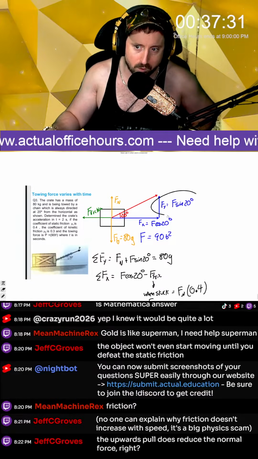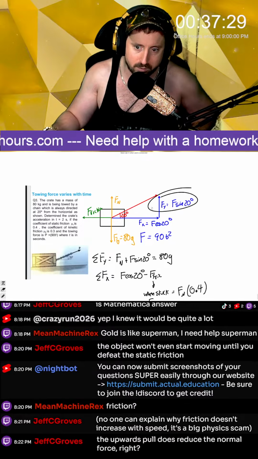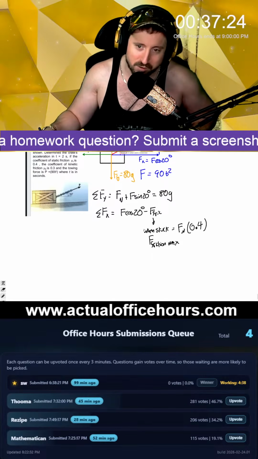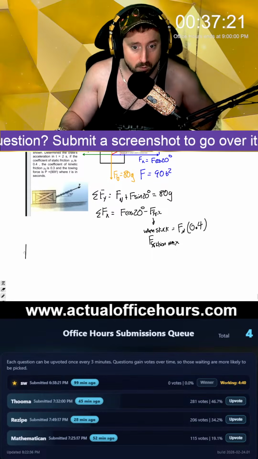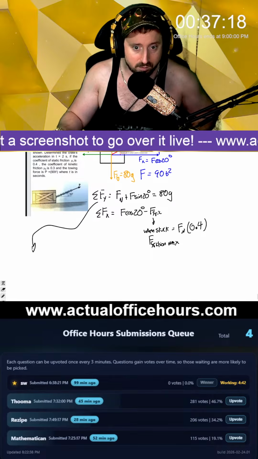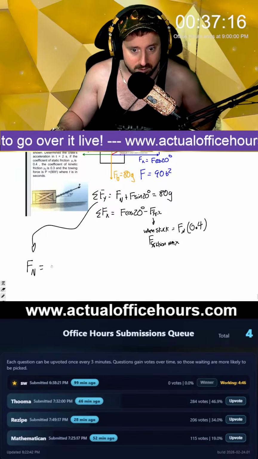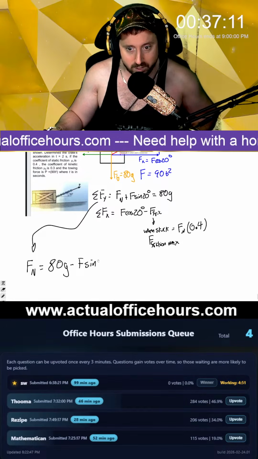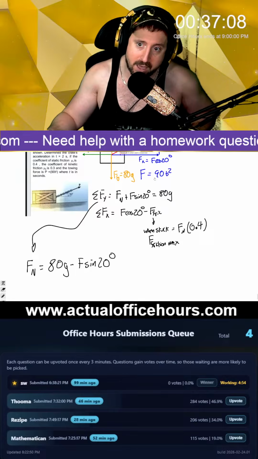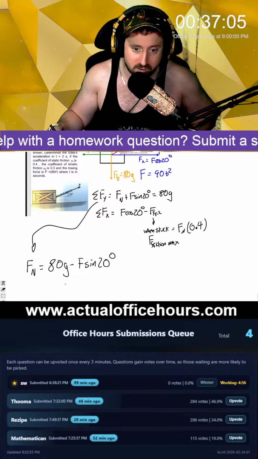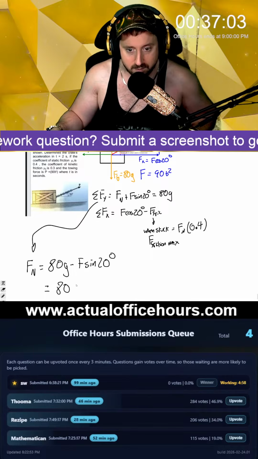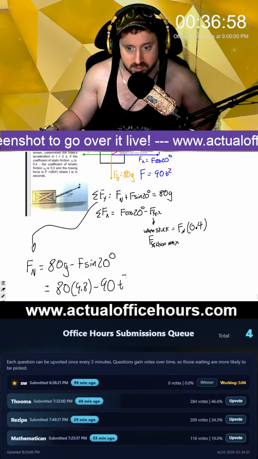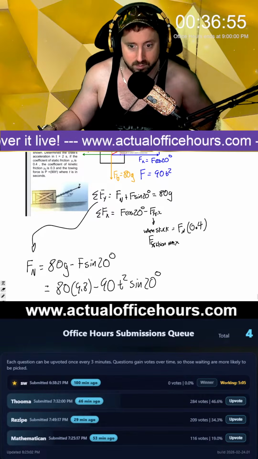But yes, the upwards force, right? Pulling on it at an angle does reduce the normal force. This is where things get really topsy-turvy. So from this, Fn is equal to 80g minus F sine 20 degrees. And F we know is equal to 90t squared. So 80 times 9.8 minus 90t squared sine of 20 degrees. Okay, that's Fn.